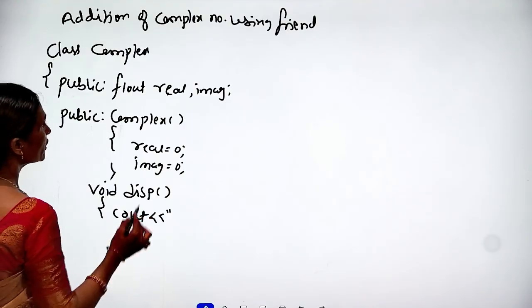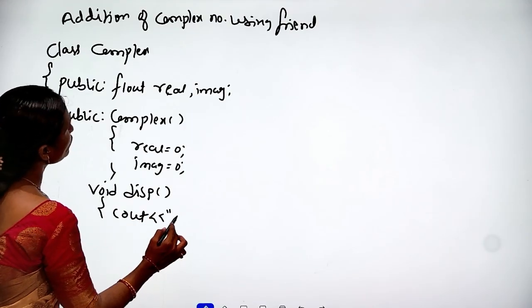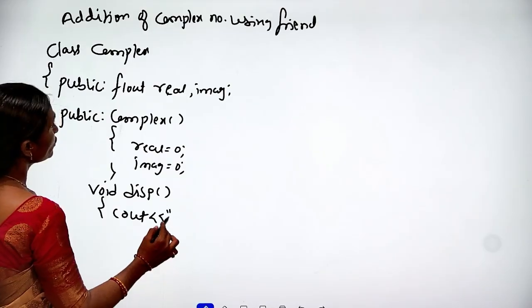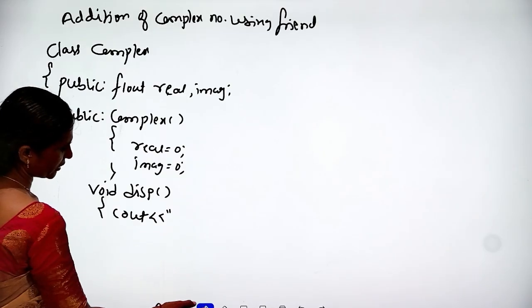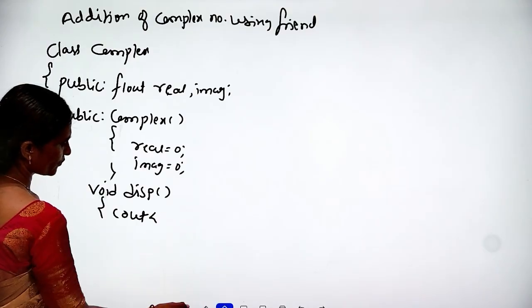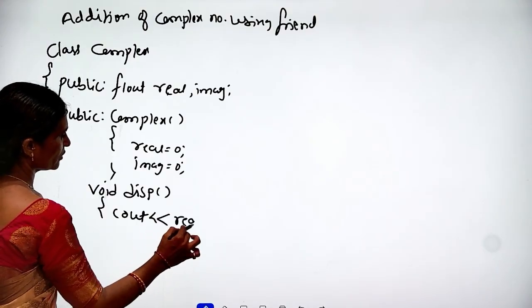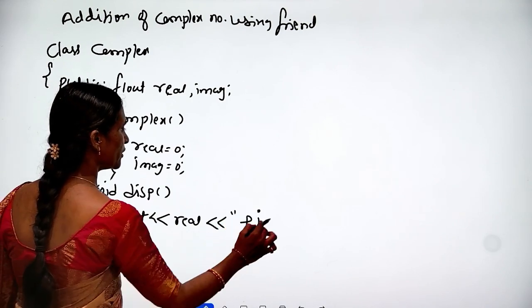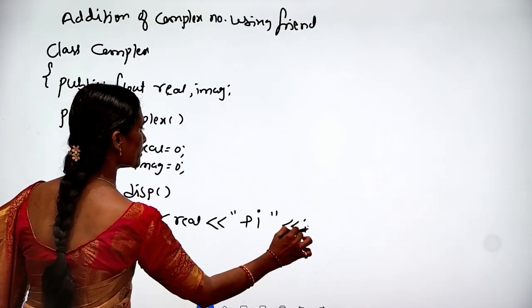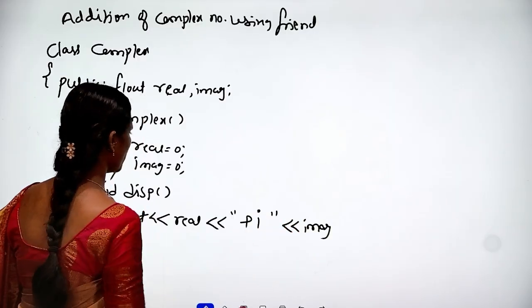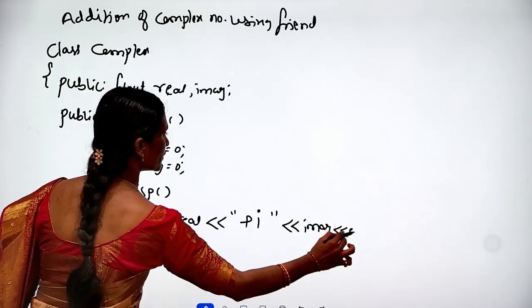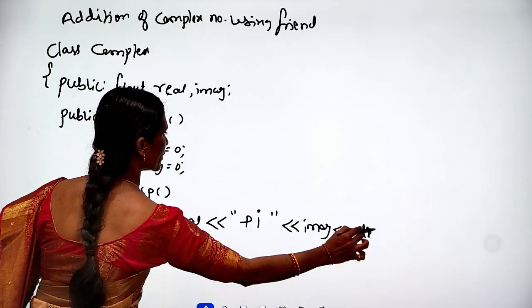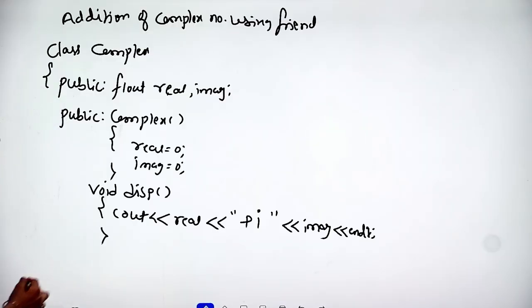In display, cout the real part: the real value, directly I will write real, then in between plus I, then the imaginary part. And also inline. Fine.